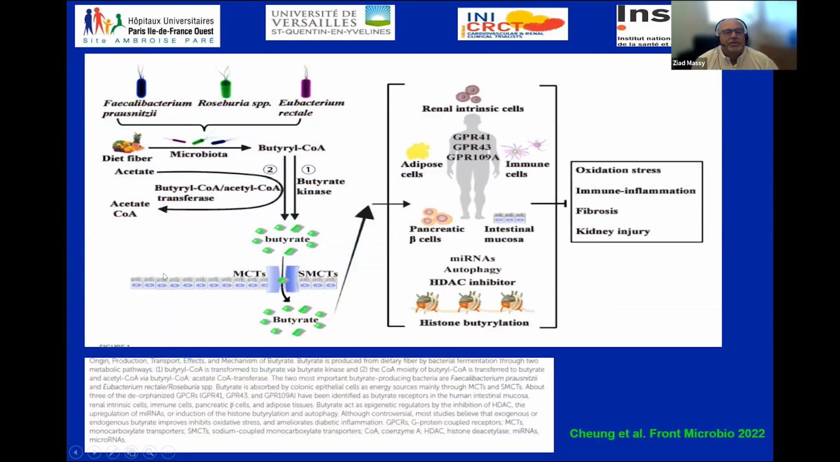In addition to the action in the intestinal barrier, butyrate can be reabsorbed by two transporters, the monocarboxylate transporter and the sodium-coupled monocarboxylate transporter, to reach the circulation and bind to its receptors in different tissues like adipose tissue, pancreatic tissue, and kidney tissue. It gives different effects in the body.